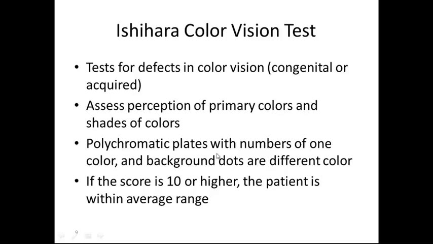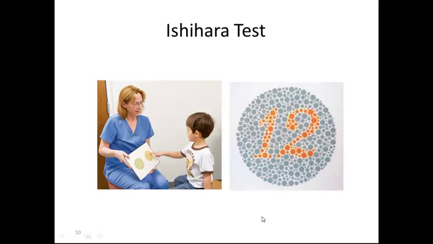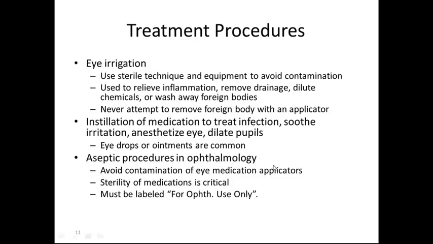It uses polychromatic plates with numbers of one color and background dots of a different color. If a patient does not know their numbers, have them trace the number with their finger. This is equally acceptable in this test. If the score is 10 or higher, the patient is within average range. Here is an example of how the Ishihara test is done and what the plates look like.